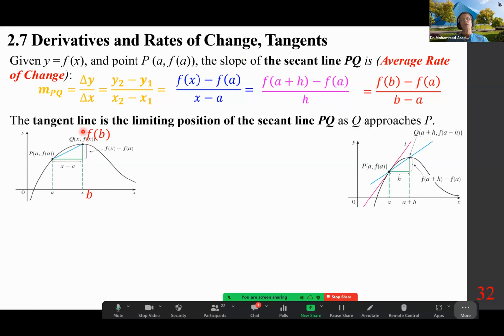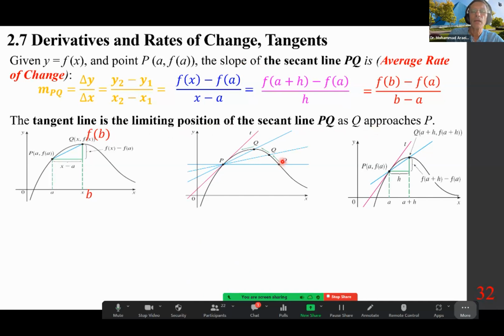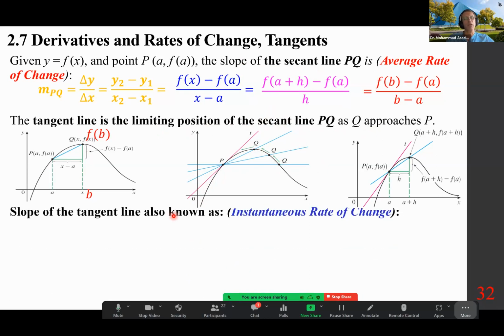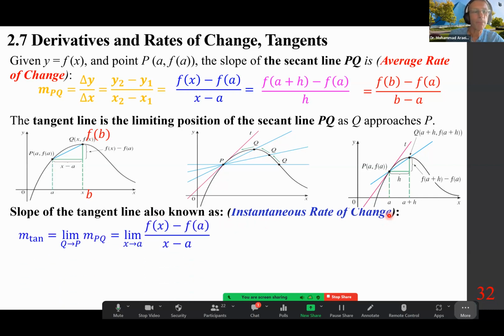Now, the tangent line is the limiting position of the secant line PQ as Q approaches P. In other words, if you take a look at the graph, this is one point Q. As we move towards the first point P, the blue lines that are called the secant lines are moving towards the red one, that is the tangent line. That's the idea.